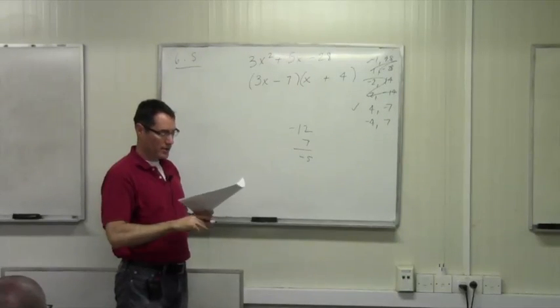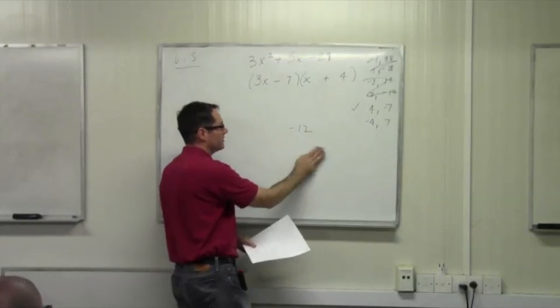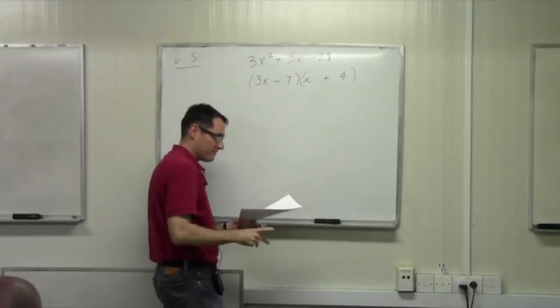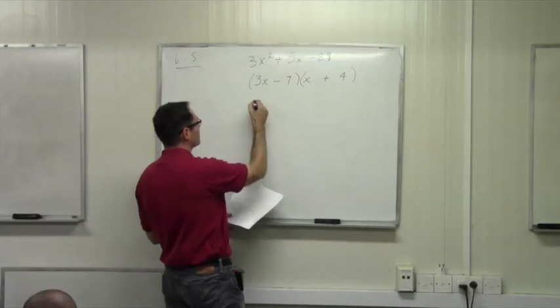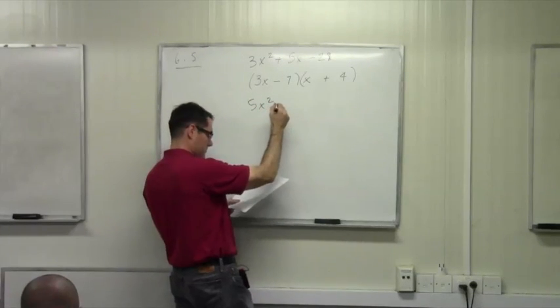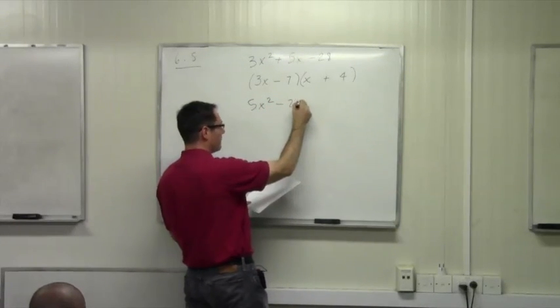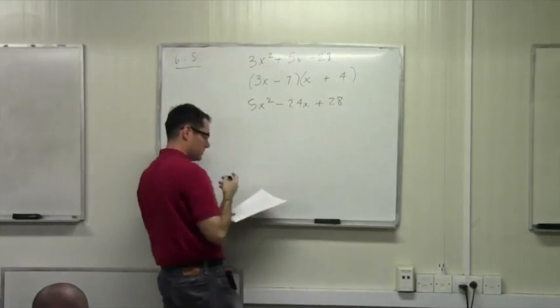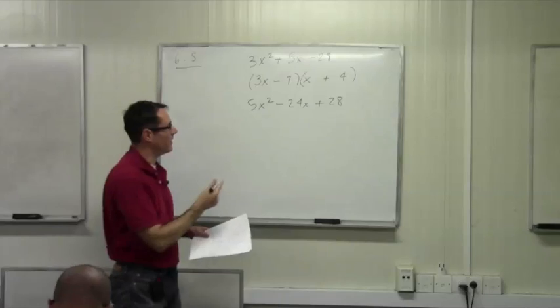Let's try another one. You guys can try this one on your own. I'll start to do it. Let's try this one: 5x squared minus 24x plus 28. Try to factor that.